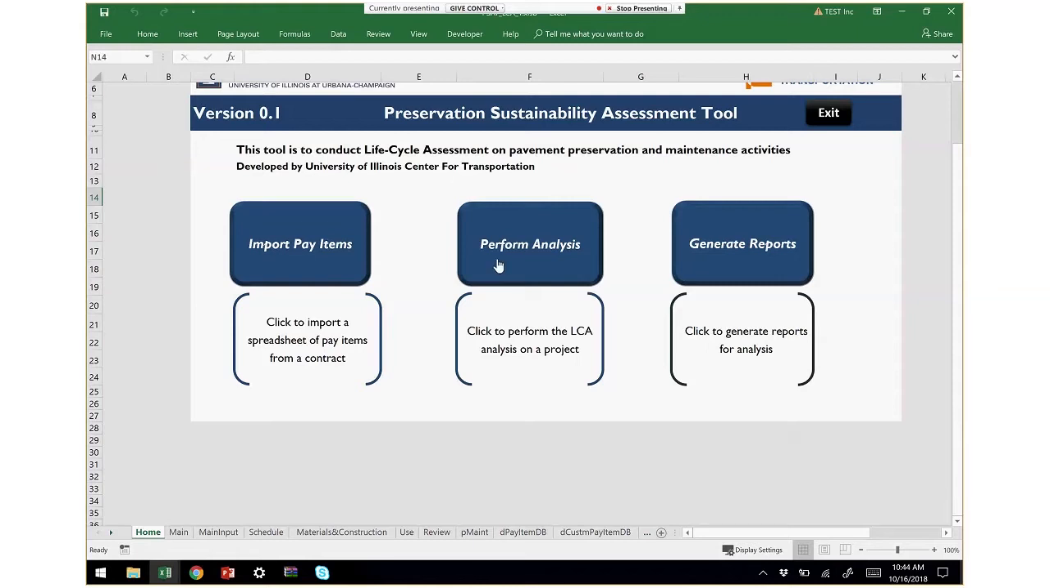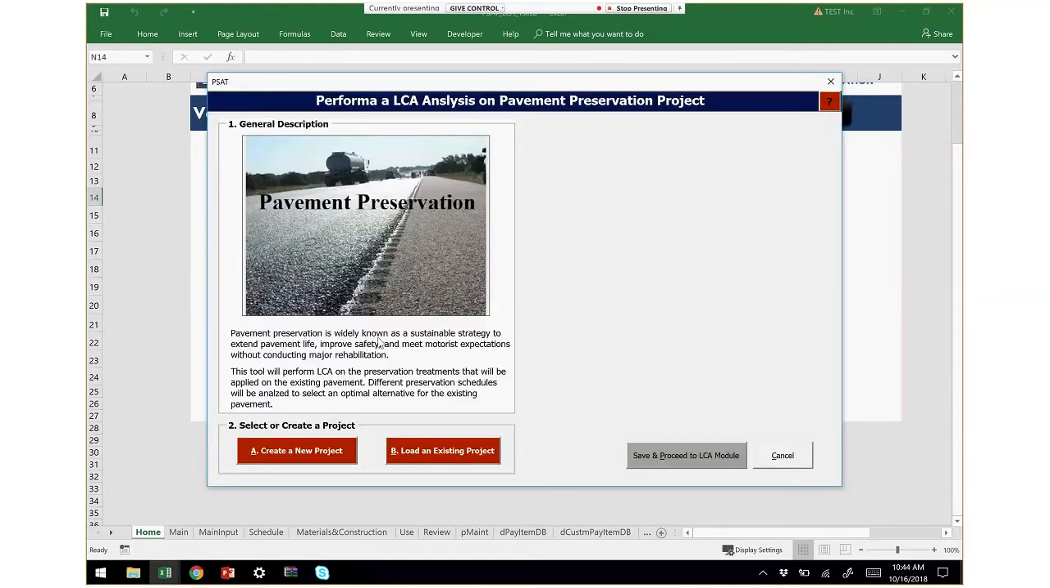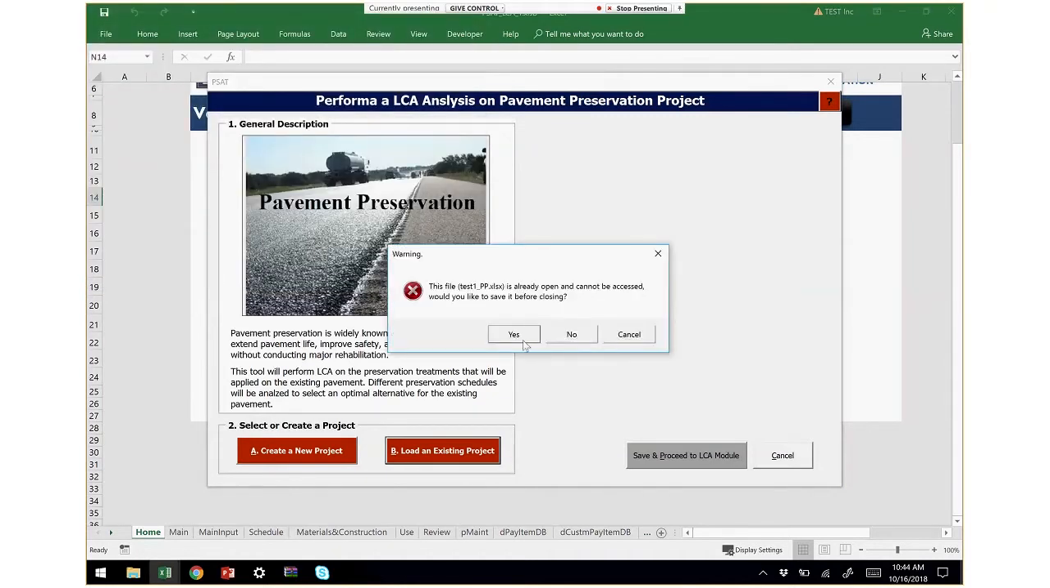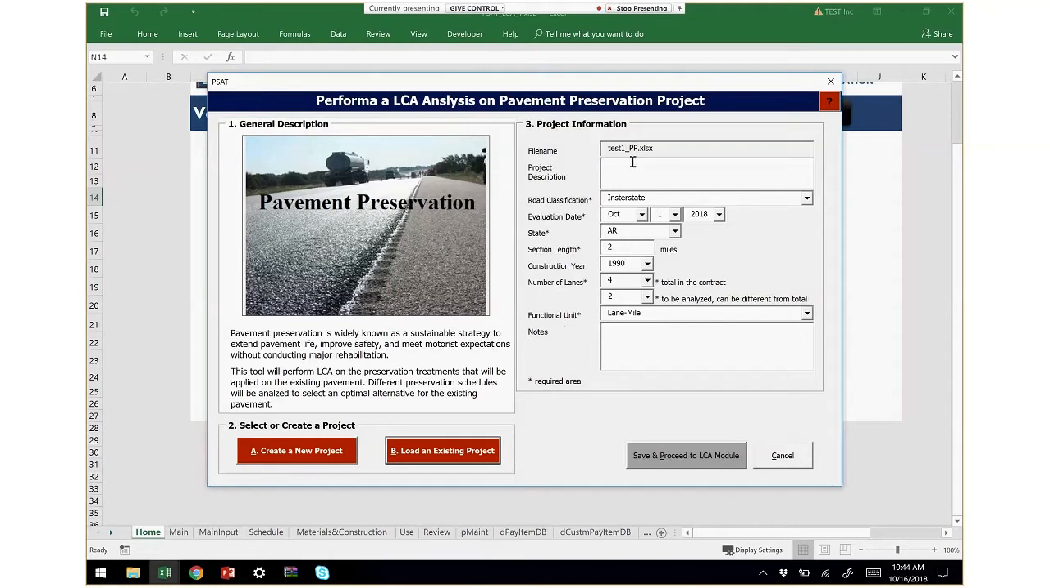I'm going to perform an analysis here. I'll show you how we can carry out at least a simple analysis if we use this Excel-based tool. We have this initial page. What I need to do, instead of creating a new project for the time being, is load an existing project that we have worked on before. And we have some project information, and we can choose Minnesota for this project location, the time, number of lanes, some notes that you may want to take, and the total mileage of the project.